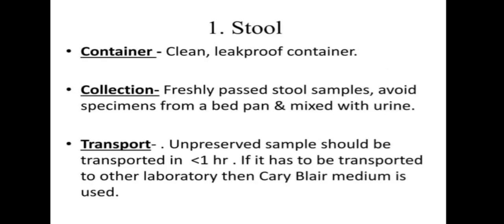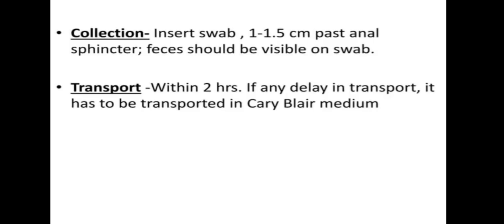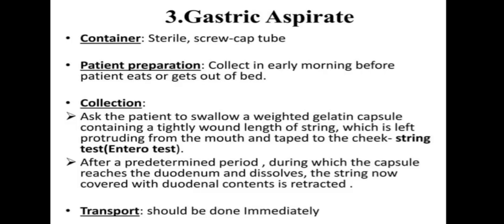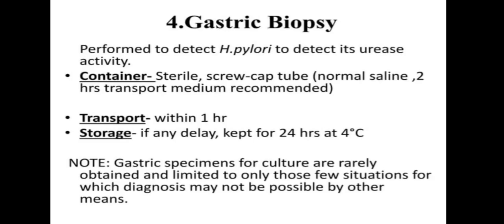GIT, we will collect the sample from the stool. The container we have mentioned previously in today's lecture. Rectal swab collection, rectal swab. If there is any cancer in the gastric area, we will use the gastric biopsy. We will perform the test for H. pylori to detect its activity. The container is sterile, screw capped, for transport and storage.